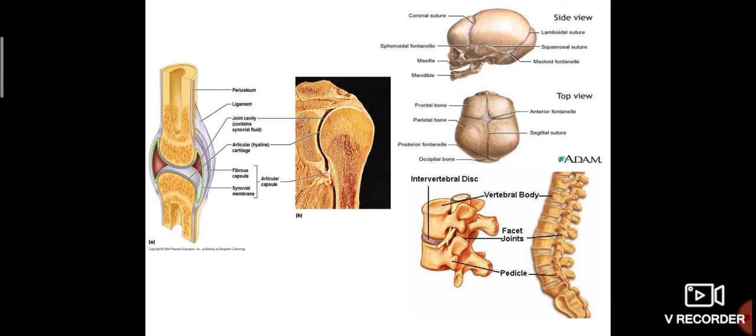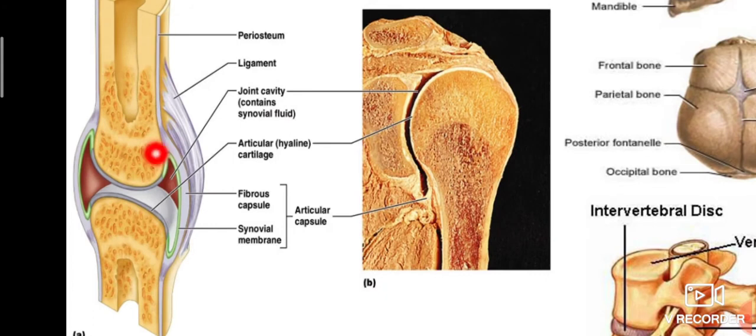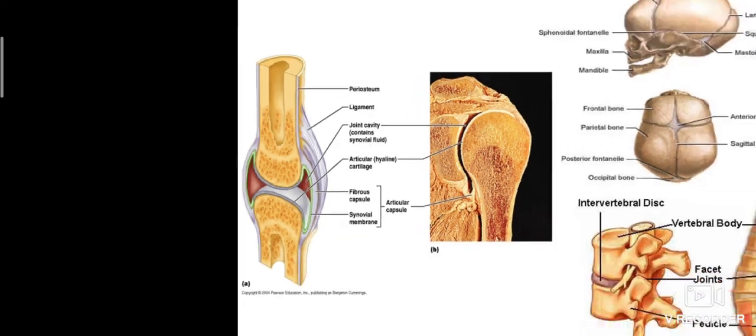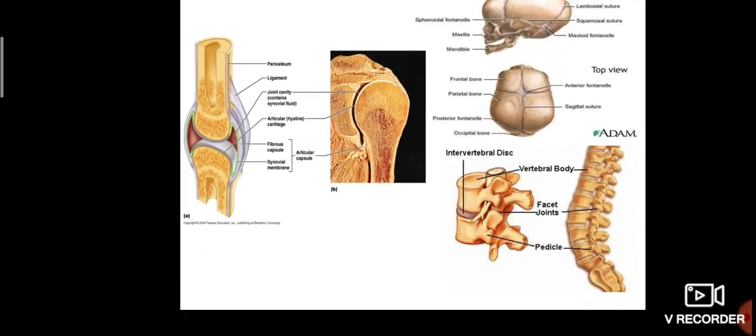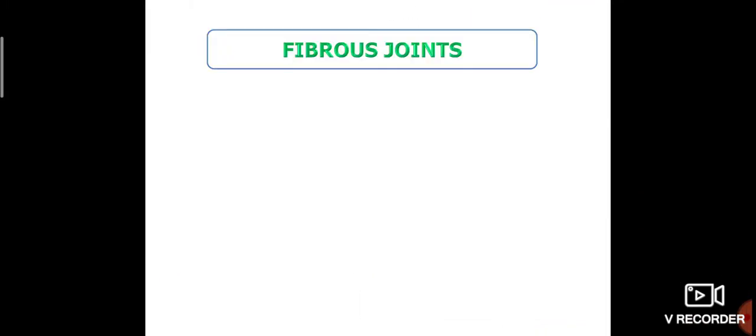Then this is an example for a synovial joint. This is a joint of the shoulder. This is a typical synovial joint. The movement allowed by a synovial joint is more. It is highly flexible. The range of movement is more in synovial joints.